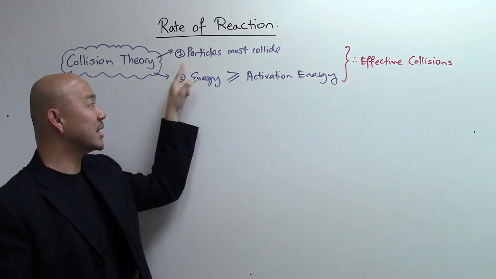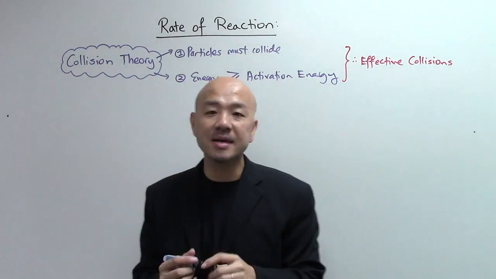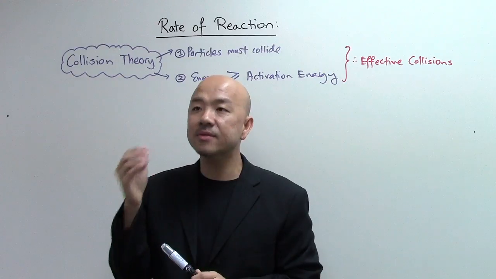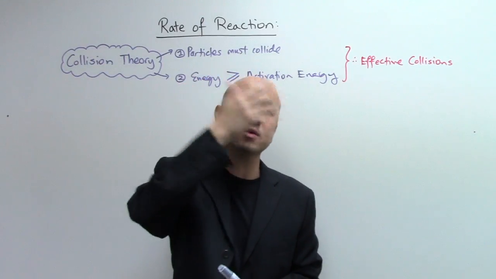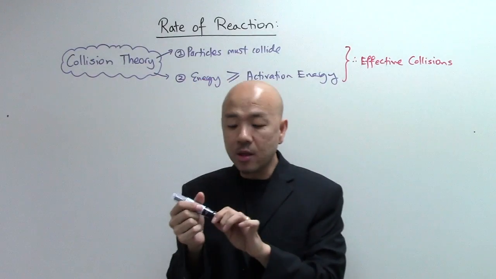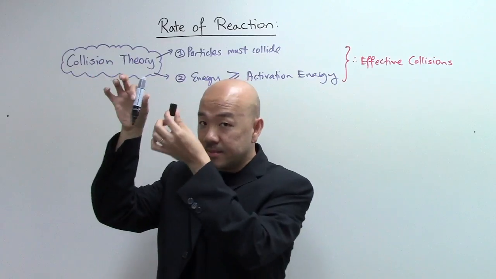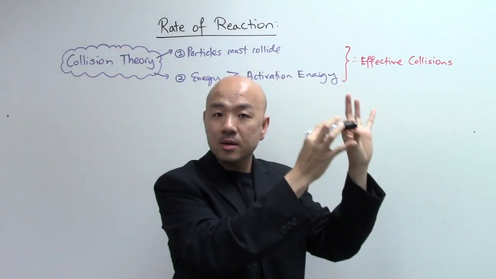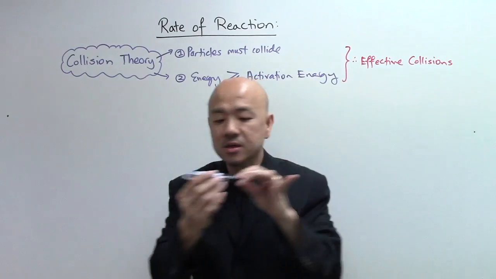Alright, the first one is particles must collide. Let's take a look at this first. So let me give you an example using a marker. Let's say a reaction is reactant A plus reactant B give you the product called C. So an analogy is using this marker. So reactant A, reactant B, when they collide, become your product. So this is the product C. Alright, A, B, C. So it's very easy.